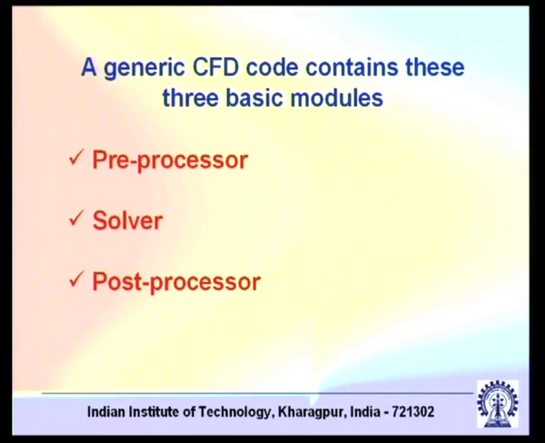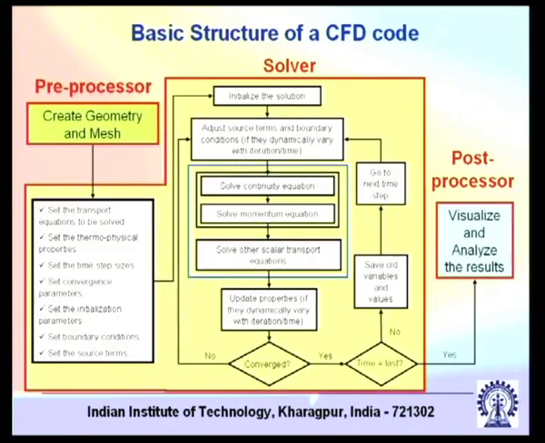A generic CFD code contains three basic modules. One is a preprocessor, another is a solver and another is a post processor. So let us go through the basic structure of a CFD code. Many times we are abstracted from this basic structure when we are using a code, because we are only using the user interface. But if you consider the preprocessor first, the preprocessor has different functionalities.